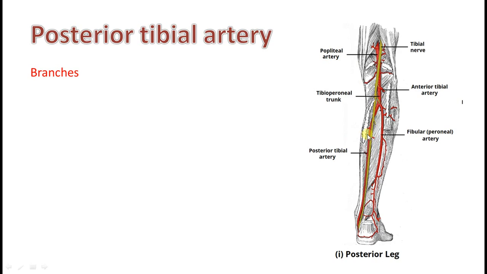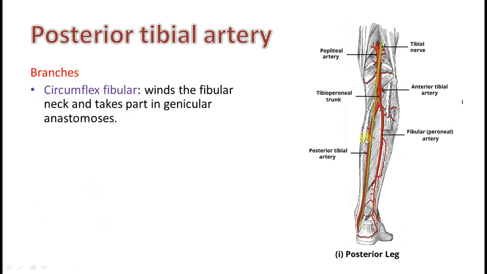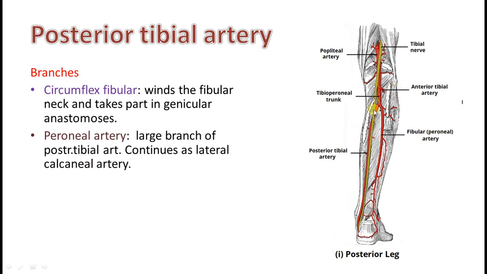The main branches: the circumflex fibular branch, which is going to take part in the genicular anastomosis with the lateral genicular branches; the circumflex fibular artery; the peroneal artery, one of the very long branches you are able to see here, the peroneal artery or fibular artery; and the posterior tibial artery, one of the largest branches, which continues as the lateral calcaneal artery.